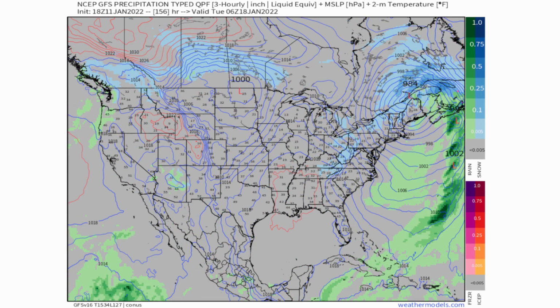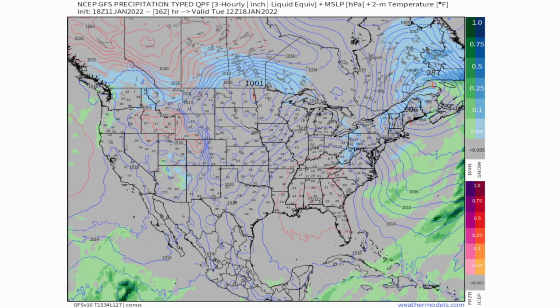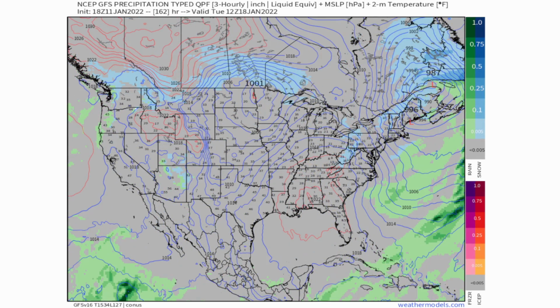That's going to be moving out with some lake effect snow lingering in New York, Pennsylvania, and Ohio. That's going to be moving out, leaving that lake effect snowfall around the early morning hours of Tuesday.